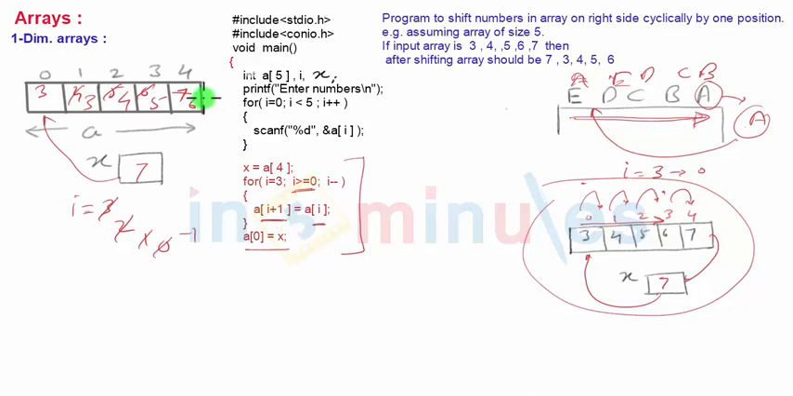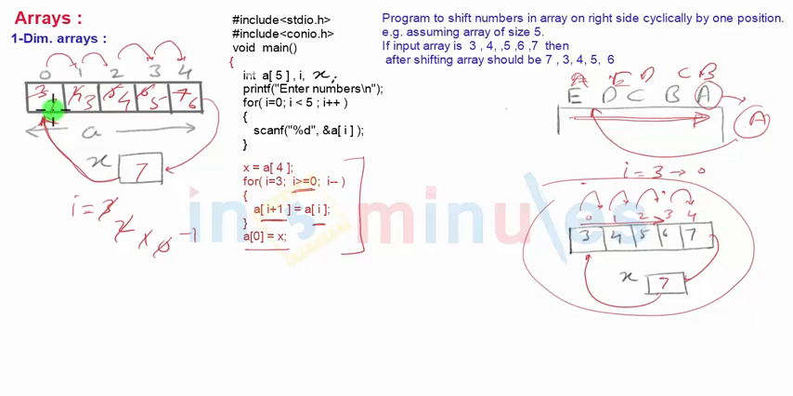So what we have done is, we have stored the last number aside first, then we shifted third to fourth, second to third, then 1 to 2, 0 to 1, and then at the end we placed X value, which is last value, into 0th location. And in that process we got 7, 3, 4, 5, 6.